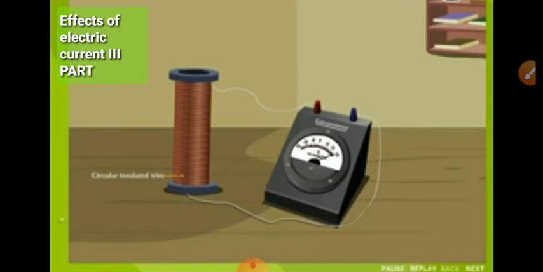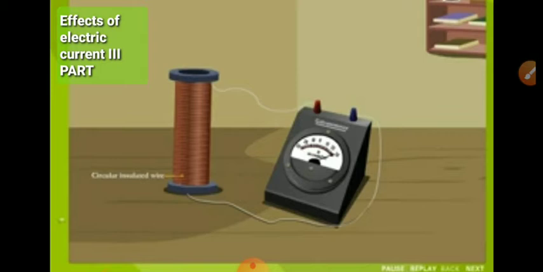magnetic effect of a current, right hand thumb rule, magnetic field produced by the current through a circular loop of conducting wire, magnetic field due to current in a solenoid, force acting on a current carrying conductor in the magnetic field, Fleming's left hand rule, etc.